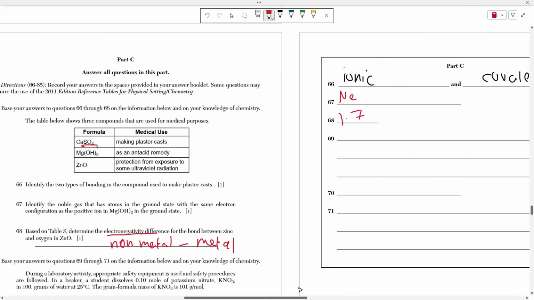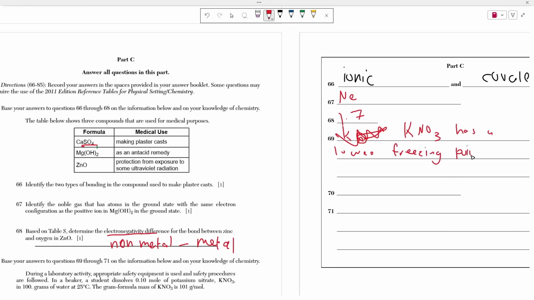So we just say here that KNO3 has a lower freezing point. This is just something that's always true. You just need to remember this. Any solution that has something dissolved in it always is going to have a lower freezing point. We'll put that as an aqueous solution.